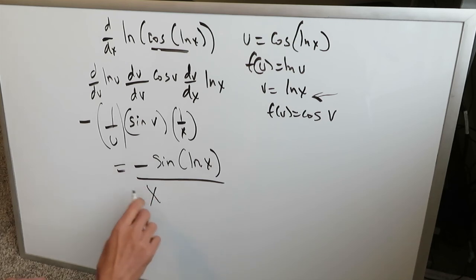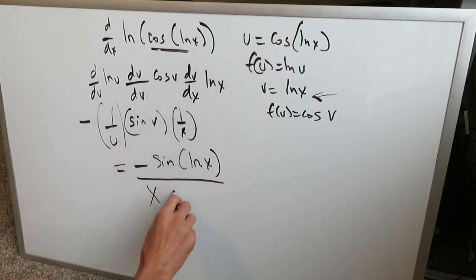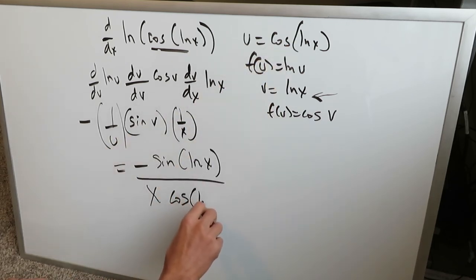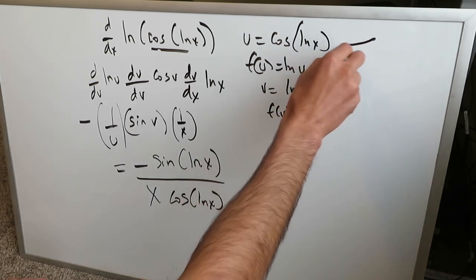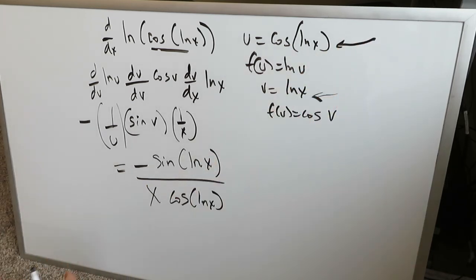I'm putting the x first, but what was u? u was cosine ln x right here. See, u was cosine ln x. This right here is your final completed answer.